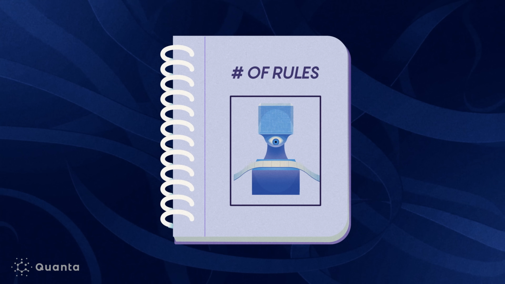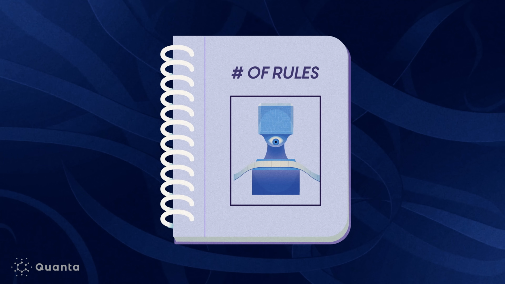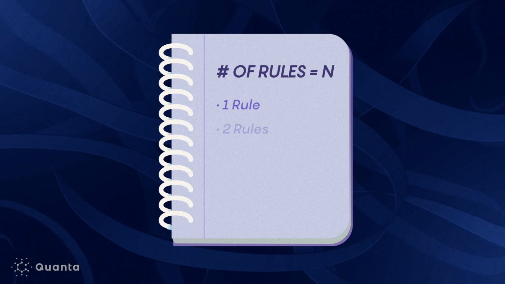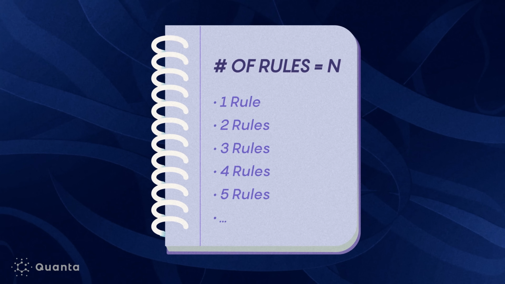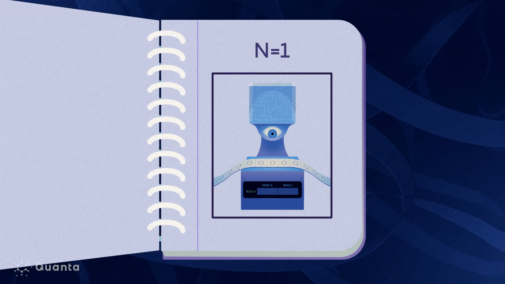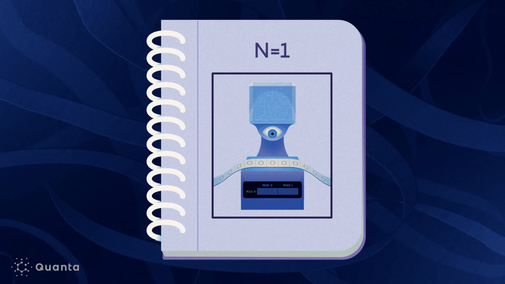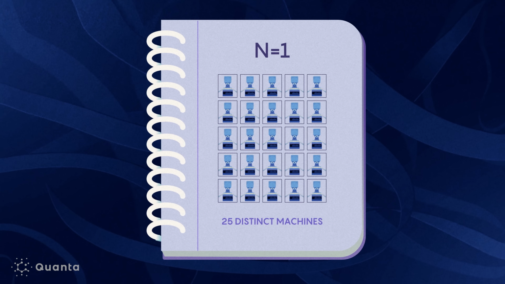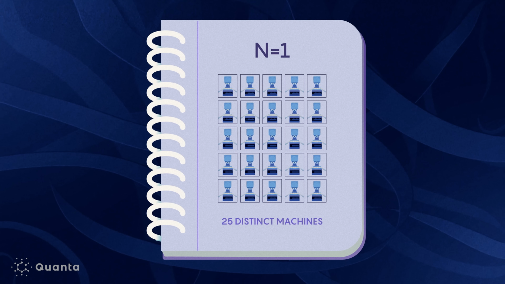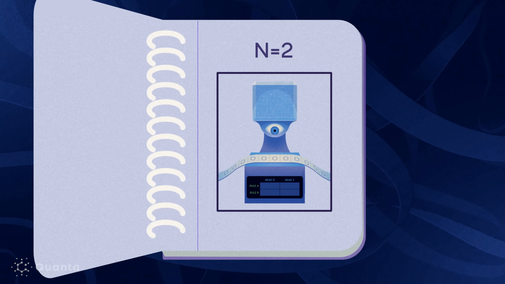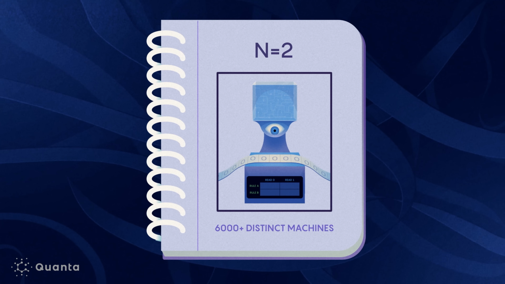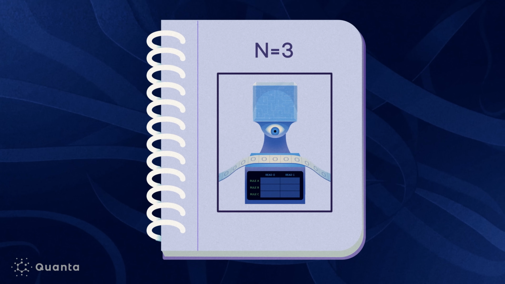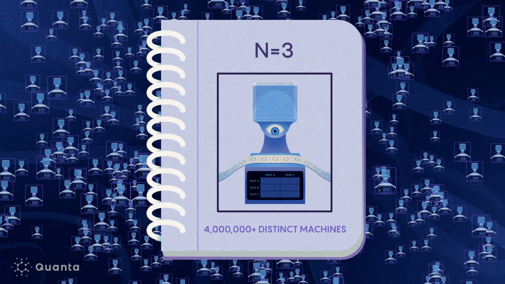First, pick a specific number of rules for your Turing machines, denoted N. This number determines how many Turing machines will exist in the group, where each machine has one distinct set of rules. For example, with only one rule, there are 25 Turing machines, each with a unique program. However, many of them will do the exact same thing. With 2 rules, there are over 6,000 distinct machines. And for n equals 3, or machines with 3 rules, there are millions.